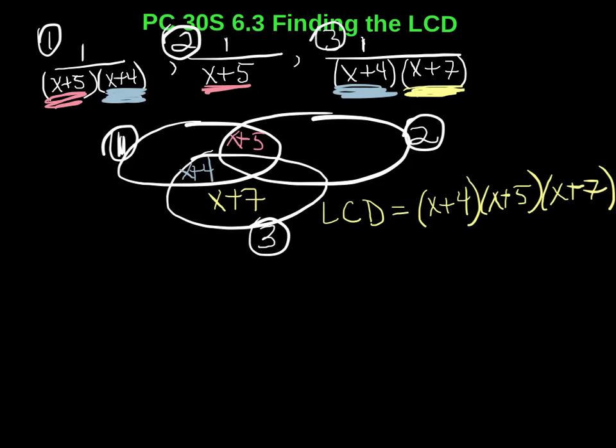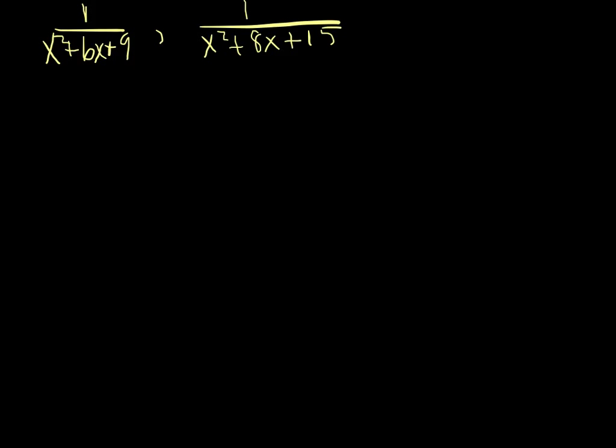Okay, so let's have a look at one more example, and then I'm going to have you do some. So let's have a look at this example here. If I have 1 over x squared plus 6x plus 9, and I have 1 over x squared plus 8x plus 15, we need to find the LCD of this. This looks crazy right now, but let's try to make it look a little less crazy by factoring it.